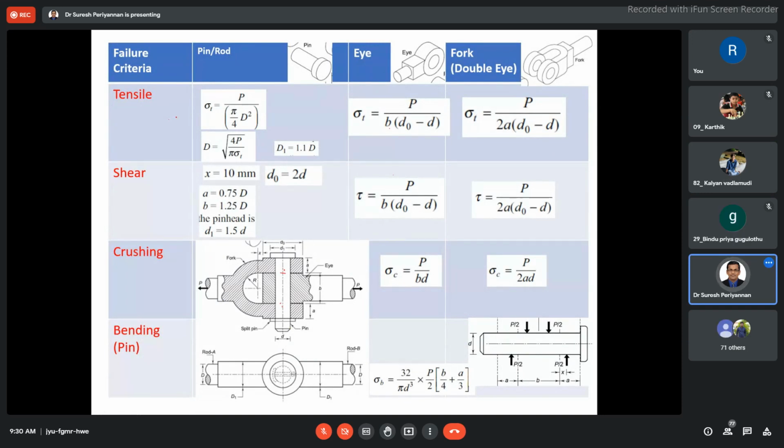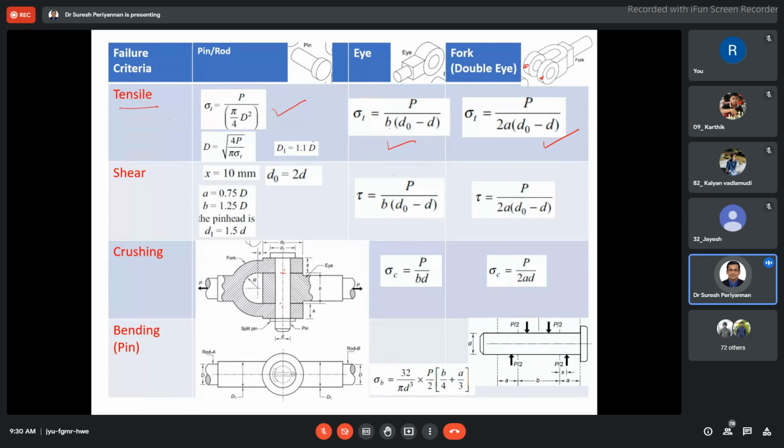See, this is a table, similar to what we prepared in the quarter joint. This is tensile. Where is tensile acting? The tensile acts in the pin rod. Just 1 minute, I complete this. The eye end is subjected to tensile. We discussed the fork end is subjected to tensile, in the fork top and bottom, here on the two sides. Okay, this is subjected to tensile.